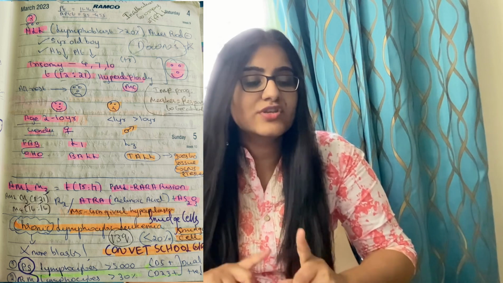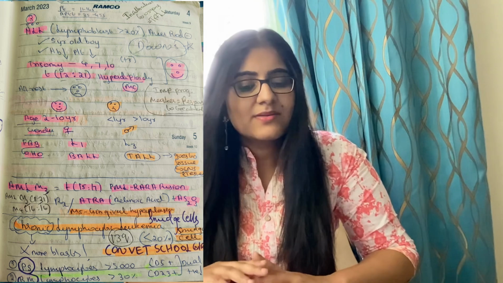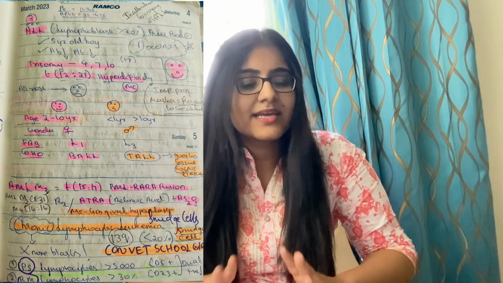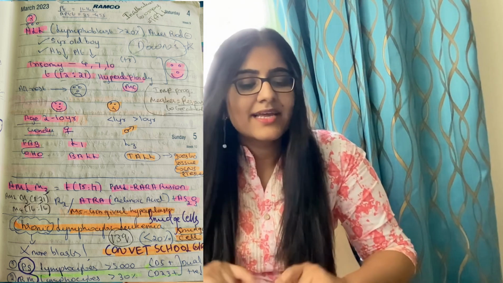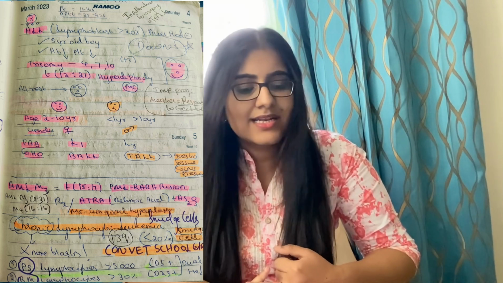Chronic lymphocytic leukemia, what you need to remember: smudge cell, and also you need to remember convent school girl appearance. Why am I telling you convent school girl? Because we will not see anything else. We will be seeing lymphocytes everywhere. Like in bone marrow, lymphocytes will be more than 30%, then we will call it chronic lymphocytic leukemia.